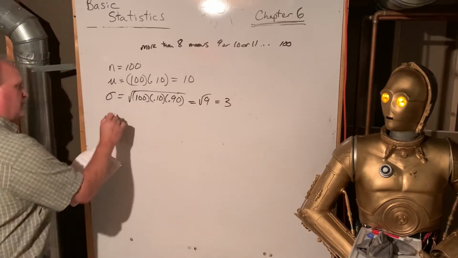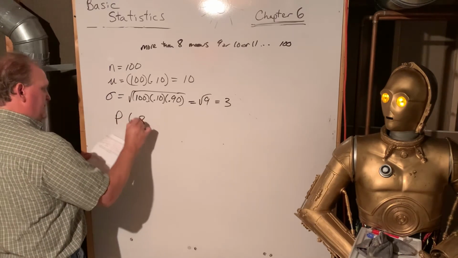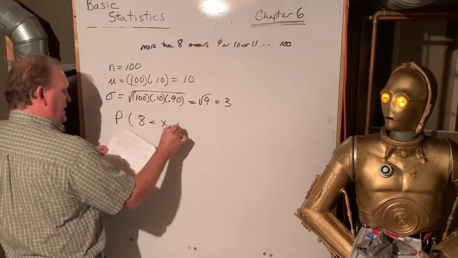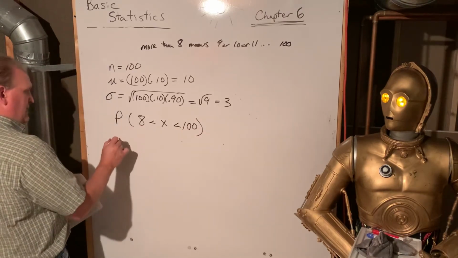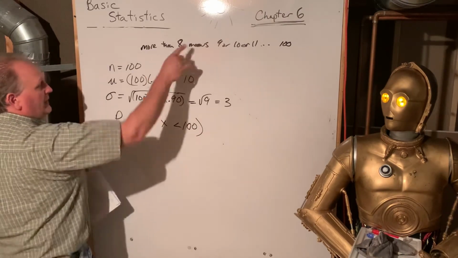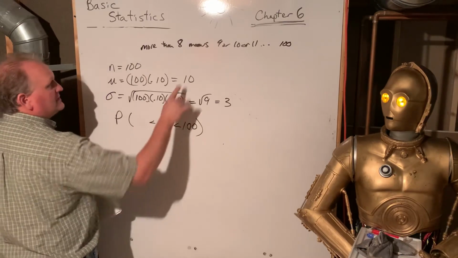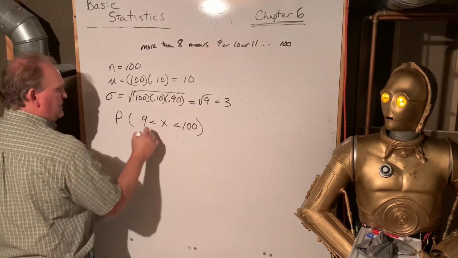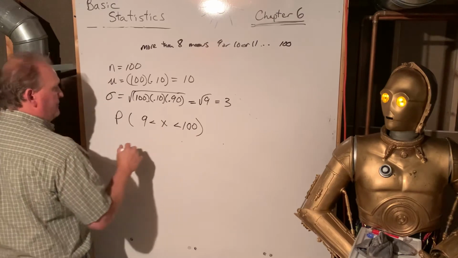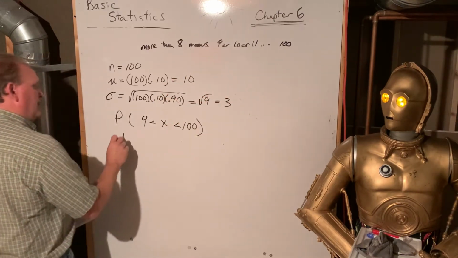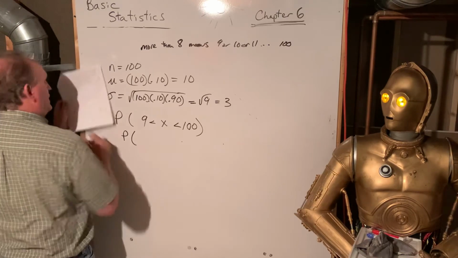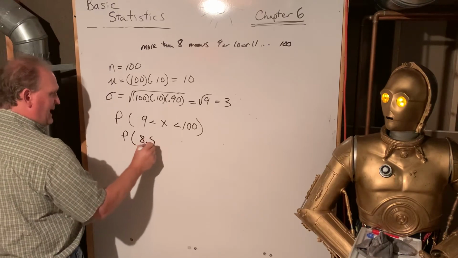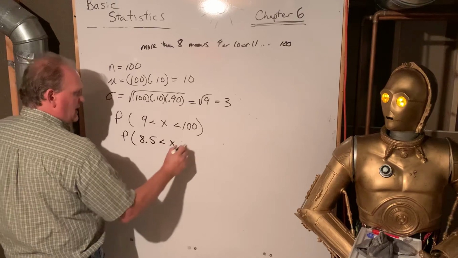All right, so we want to know the probability it's between 8 and 100. But we're going to bump this. We're going to make that 8.5. Well, wait. It was actually not 8, it was actually 9, right? Between 9 and 100, because 9 or 10 or 11 or 12. So we'll make that 8.5 to 100.5.